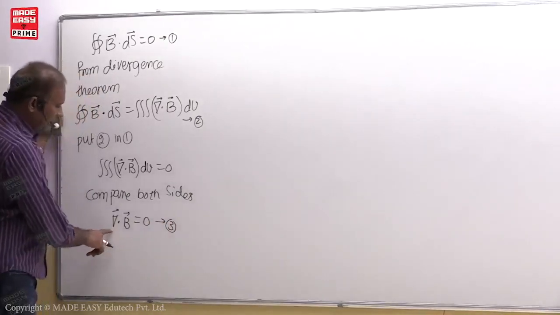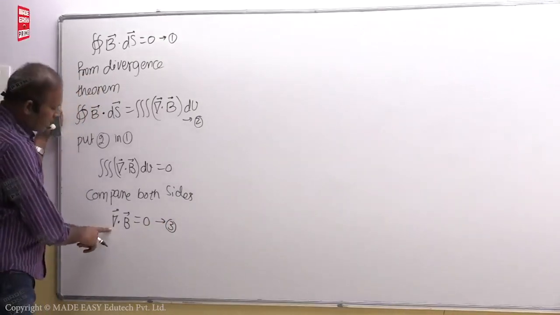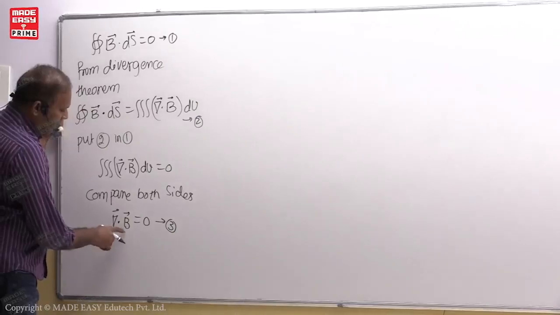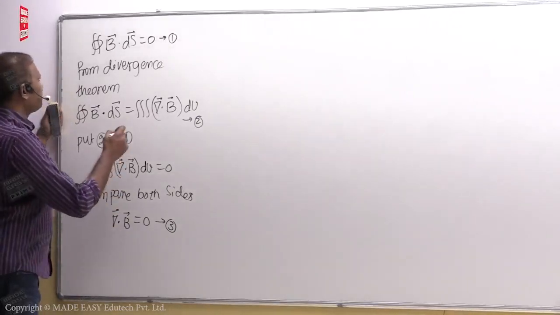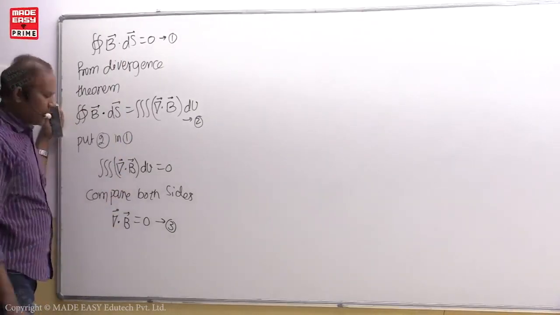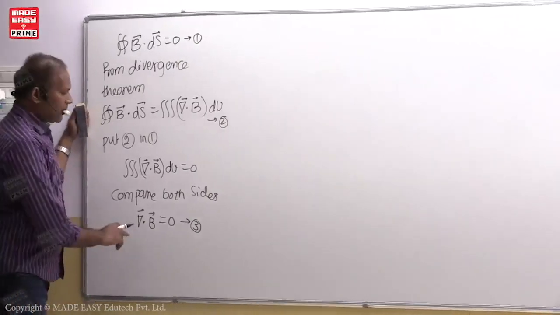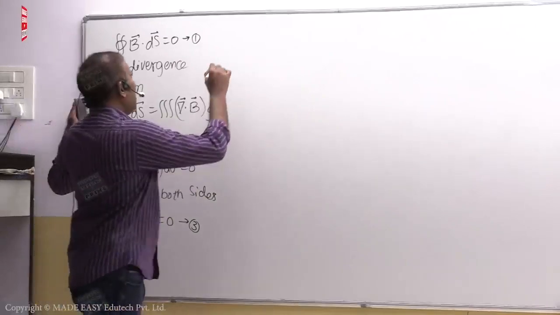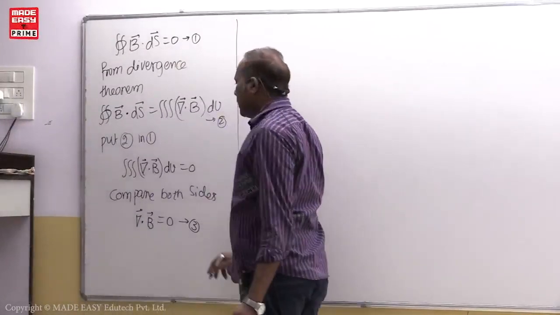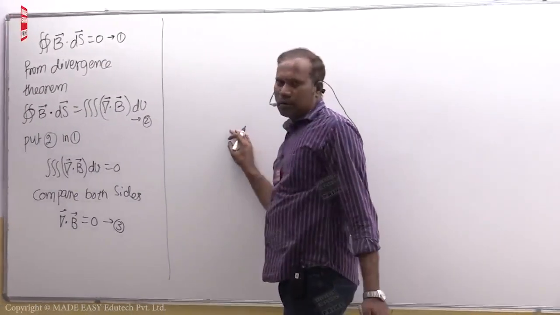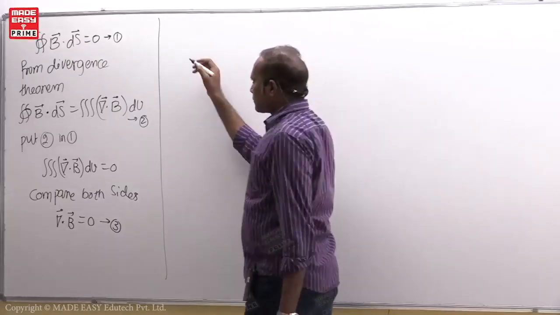Here del is there, which means differentiation. So this is the differential form of the Maxwell equation, and this is the integral form of the Maxwell equation. This Maxwell equation came from Gauss law of the magnetic field. So till now, whatever you have studied, I am writing in the note, so you have to remember them.